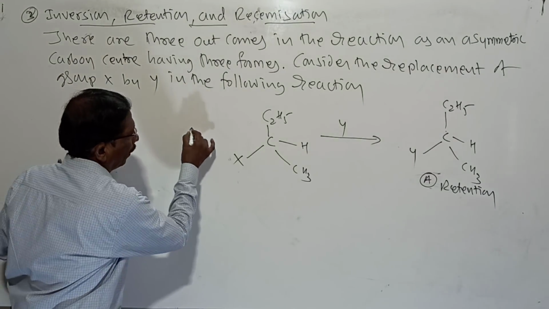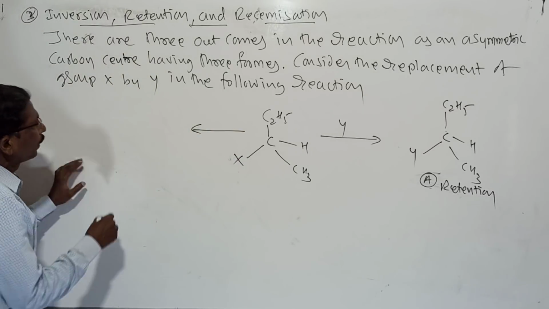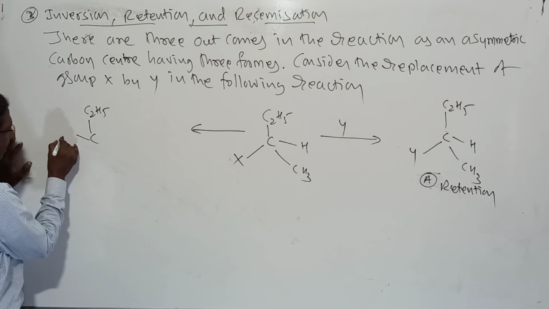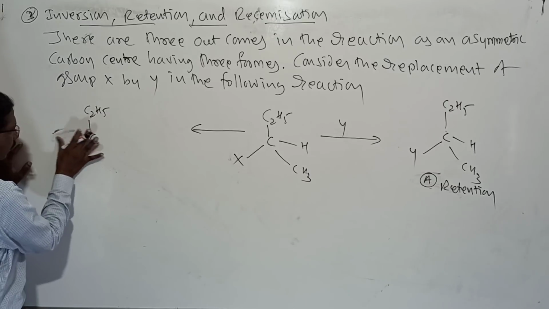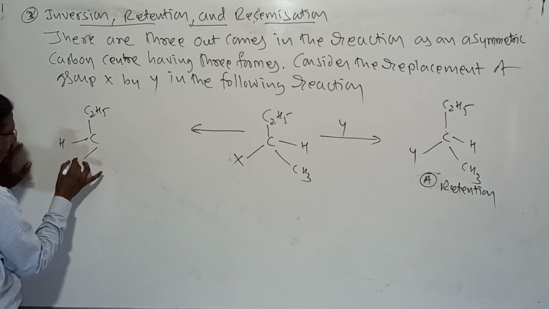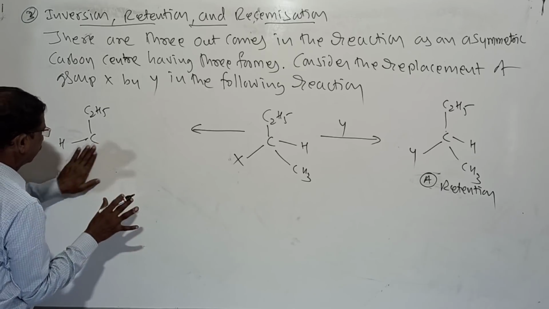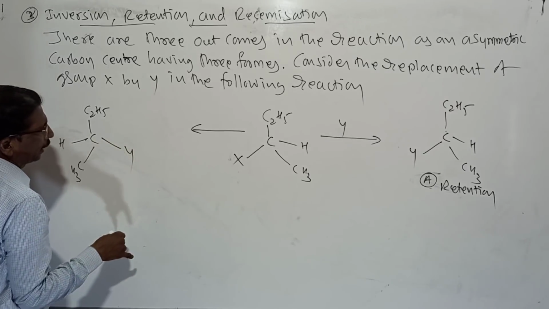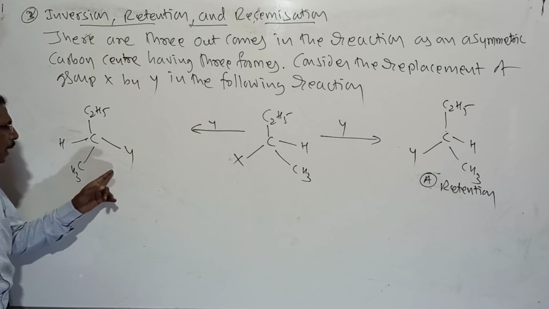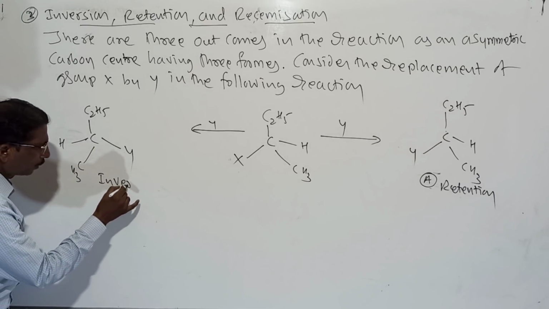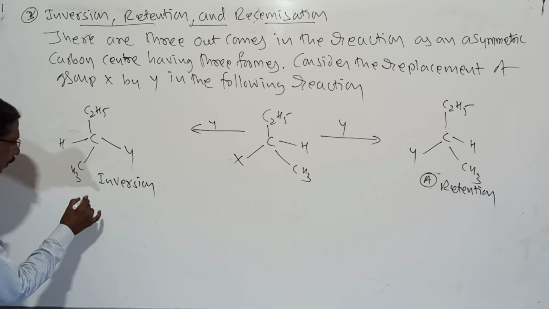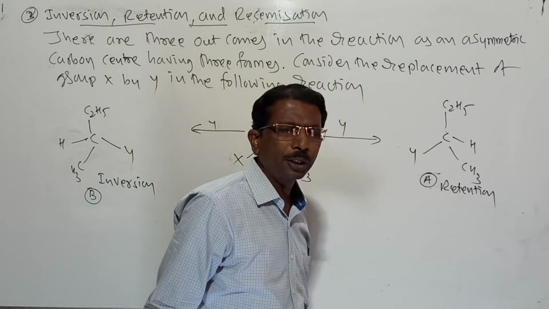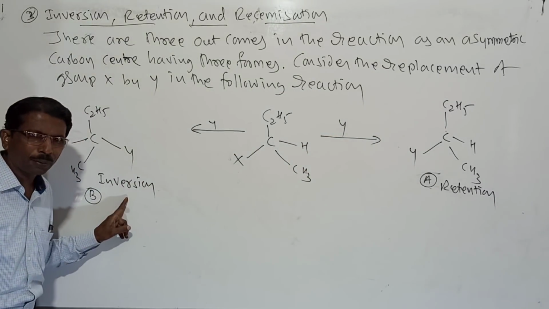And if the configuration changes, C2H5, C, H, CH3, and Y, then it is called inversion. It is B. A is obtained by retention, and B has inversion of configuration.